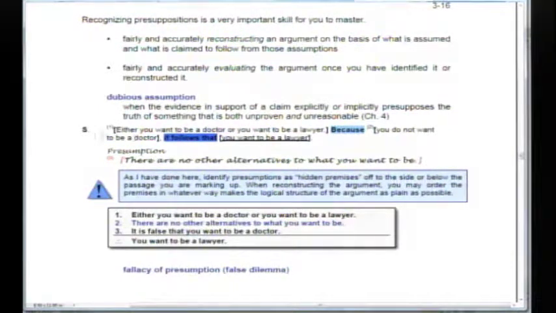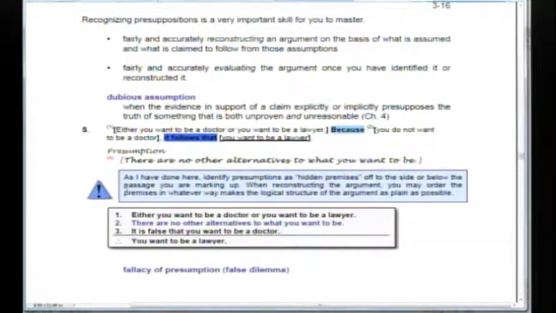In fact, here's an example. If you take a look at the passage, the argument that's asserted here in passage S: either you want to be a doctor or you want to be a lawyer. Because you do not want to be a doctor, it follows that you want to be a lawyer. This argument, strictly speaking, is valid. But the validity here hinges upon a false dilemma. Because what's being dubiously assumed is there are no other alternatives to what you want to be. And there are. That's not stated explicitly, it's presupposed. And that's a dubious assumption.